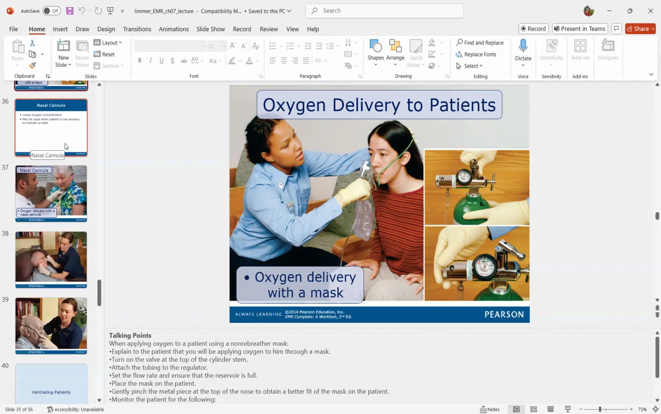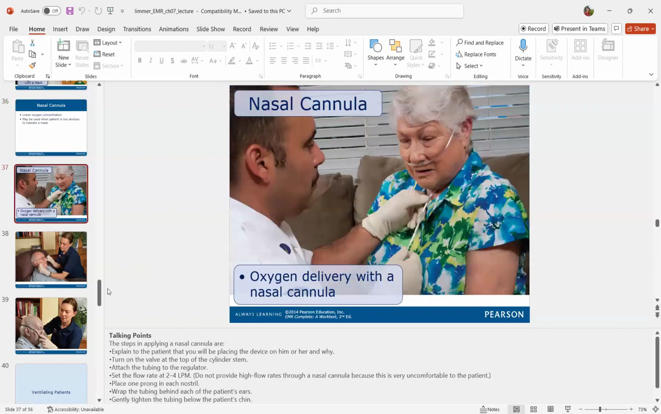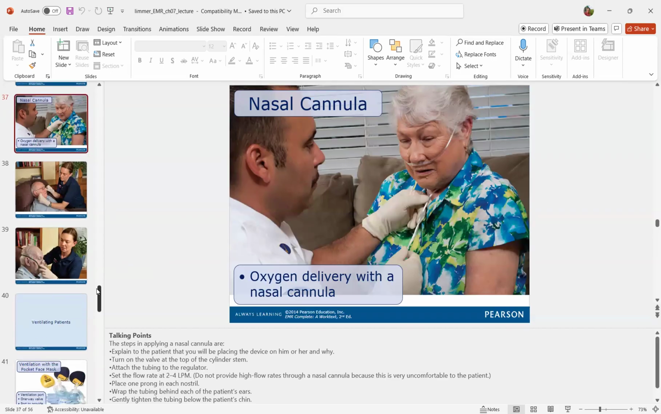If you don't need that much oxygen delivered to your patient, we can use a nasal cannula. This is a lower oxygen concentration if it's warranted. So like chronic lung diseases, a lot of times people wear these at home. So if the patient is too anxious to tolerate a mask, again, we can use one of these. This is just the one that goes in the nose. So explaining to our patients that, again, we're going to be placing a device on them. We're going to turn on the oxygen. We're going to attach the tubing to the regulator. These are going to be set at 2 to 4 liters per minute.